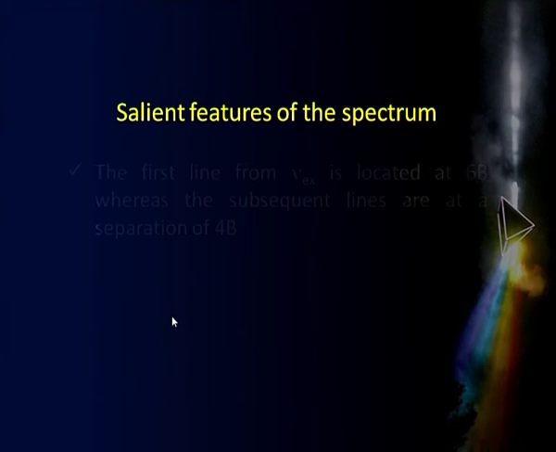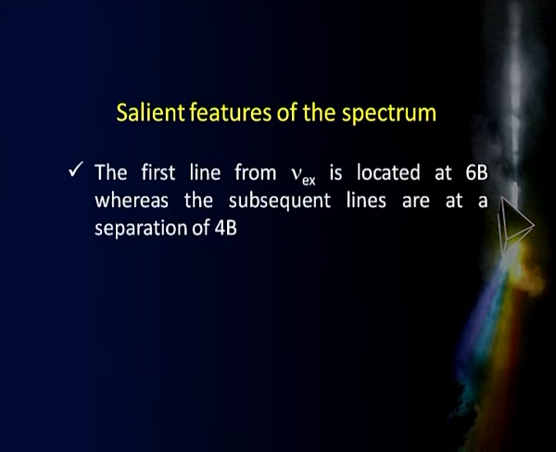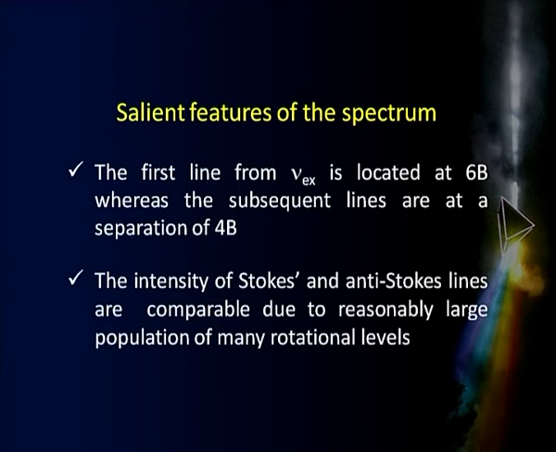Let us try to see what are the salient features of this spectrum. As I just mentioned, the first line from the excitation wavelength or frequency or wave number will be located at 6B, whereas the subsequent lines are at a distance of 4B each. Secondly, the intensity of Stokes lines and anti-Stokes lines are comparable. This is very important here.